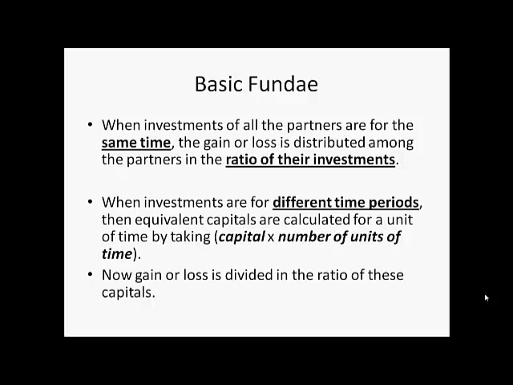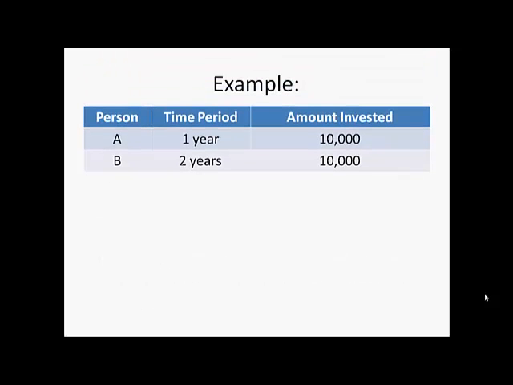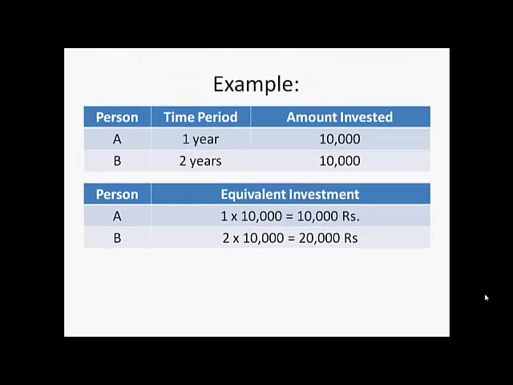Now, to understand this concept, let us take a look at some examples so that we get more clarity on this subject. Assume that there are two people A and B. A invests rupees 10,000 for a time period of 1 year, whereas B invests the same 10,000 but for a period of 2 years. So the equivalent investment that we will calculate would be as under.